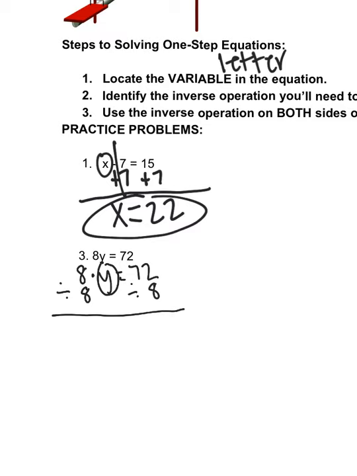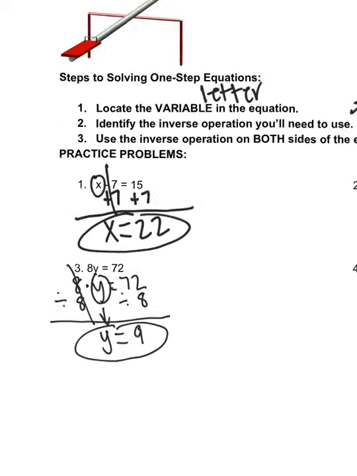Okay, 8 divided by 8, that's just 1, so that cancels out. And I'm left with y, so I'm just bringing my y down. And 72 divided by 8, well, that's just 9. And you can just put that in your calculator. So the answer is y equals 9.